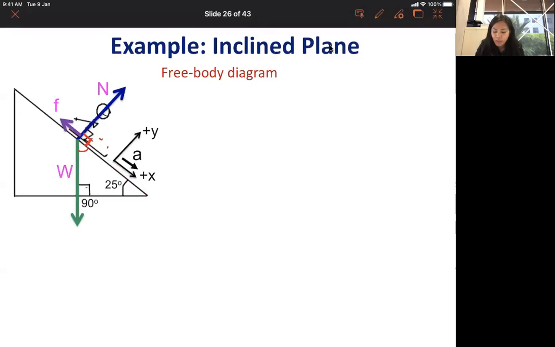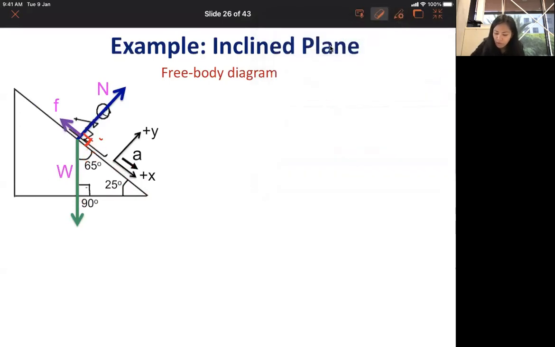So what do you think is the angle between the weight force and the slope? What is this angle here between the weight force and the slope? Any idea what that angle should be? Good. Why is it 65? Yes, correct. It's 65 degrees.